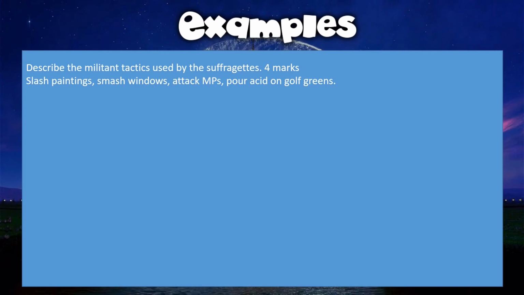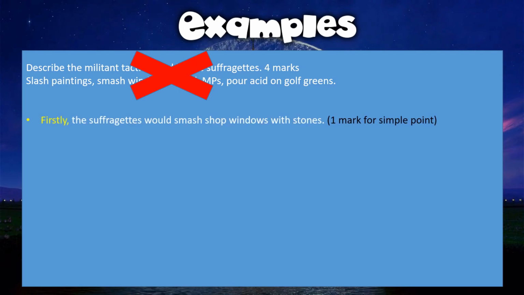However, you'll see this is just a list. So this would not gain any marks. You cannot list or bullet point. So we're looking for 4 proper sentences. Starting off, firstly, the suffragettes would smash shop windows with stones. There's 1 mark for a simple point.